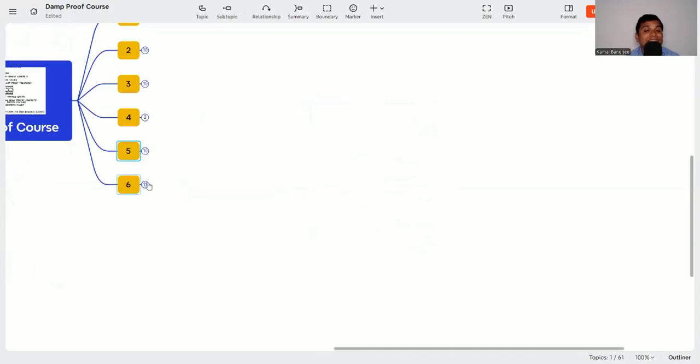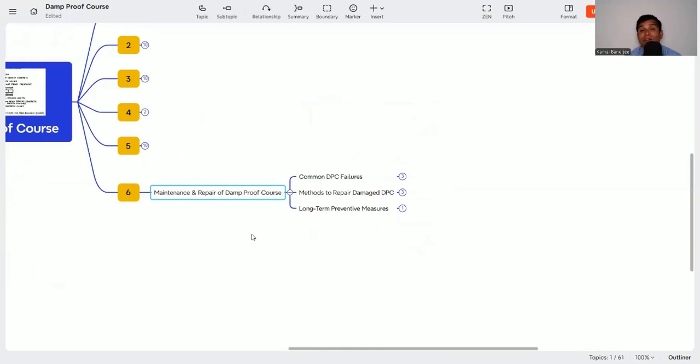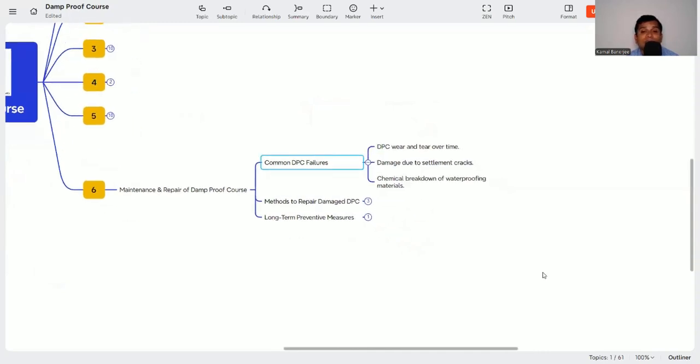And the last but not least, that is maintenance and repair. Why do you need maintenance and repair? Because for anything in construction, any material and any equipment, you need to maintain it properly. If not, then degradation can happen. That's why we need to maintain the damp proof course also. So what are the common DPC failures? DPC wear and tear over time. Again, as we have already discussed, you need to protect it with one layer of bitumen or one layer of waterproofing coating. Then damage due to settlement cracks; again, you need to refill the crack. Then chemical breakdown of waterproofing material can also happen.